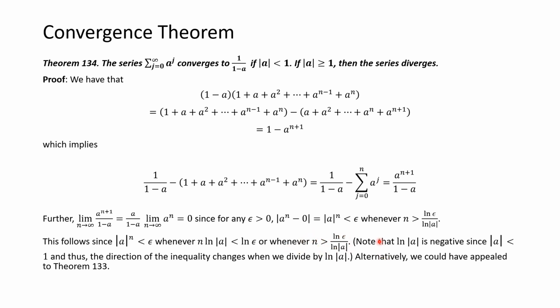Now, I could have gone an easier route because we had our initial theorem 133, and since we're told that the series converges, then the theorem tells us that the terms, the a to the j, have to go to 0. And so we could have appealed to theorem 133 directly to say that this equals 0. So long story, but the proof of the case where the modulus of a is less than 1 is complete. On the next slide, we'll look at the case where the modulus is greater than or equal to 1.